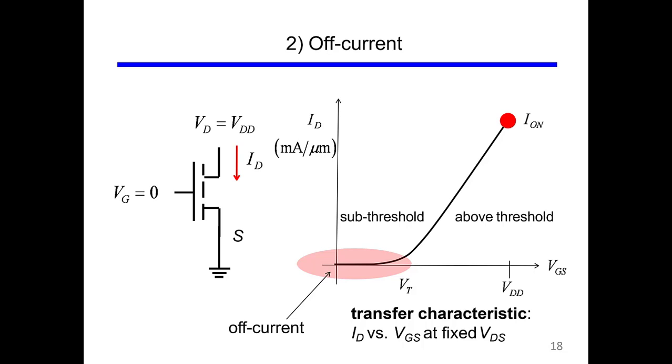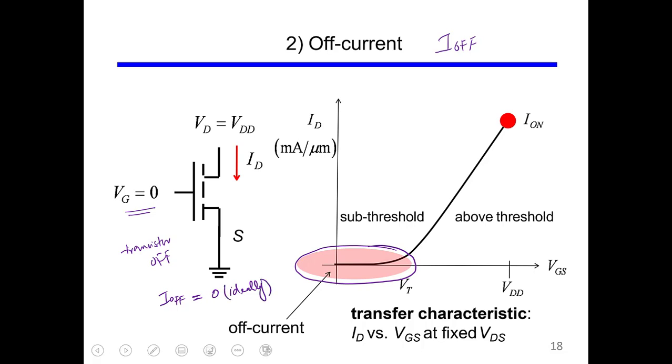Now the second parameter for a digital circuit is the off current. Sometimes we denote it as I off, and I off is basically the current when the gate voltage is 0. So in this condition the transistor is off, and ideally the current here should be 0. So I off ideally should be 0. Okay, but in reality it is not the case.